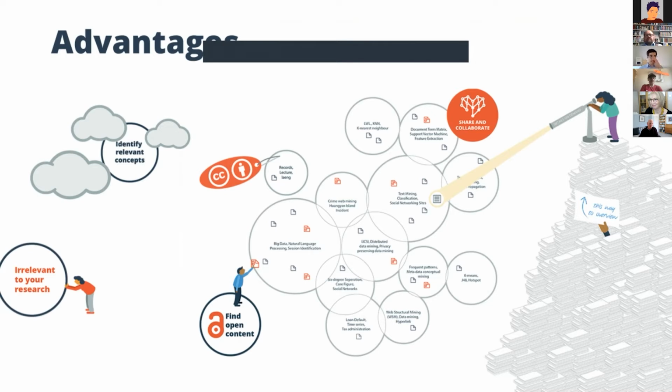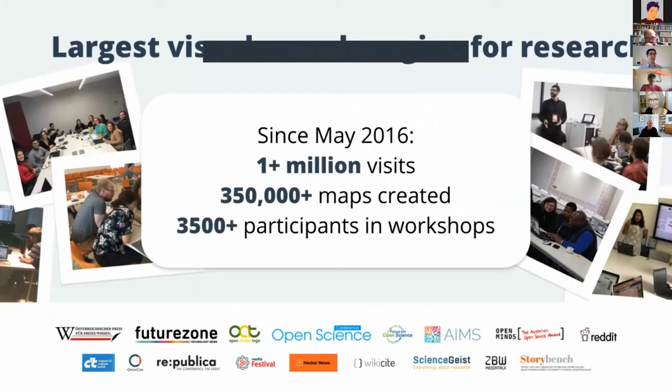But we'll always make it very easy to get to the open content, and we also offer additional services for it. With this approach, we've become the largest visual search engine for research. We've had more than 1 million visits on our website since May 2016. More than 350,000 maps have been created, and we had more than 3,500 participants in our workshops. We're also honored to receive the Austrian Prize for Free Knowledge and the Open Minds Award.